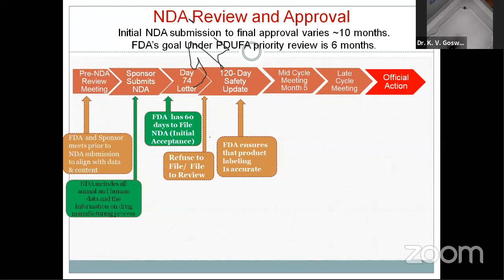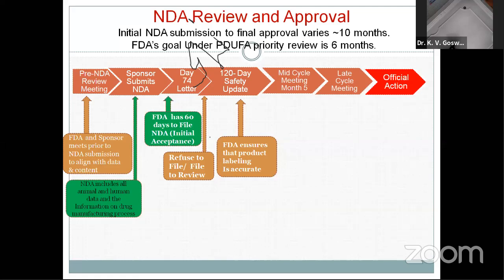So we have a pre-NDA review meeting with FDA, where FDA and the sponsor meet before submitting the NDA and align on the data we have acquired so far. And sometimes in that meeting, FDA says, maybe you should do some extra study, confirm this particular bioavailability or whatever, based on the data we have submitted at a high level. So it is really critical to have that pre-NDA meeting.